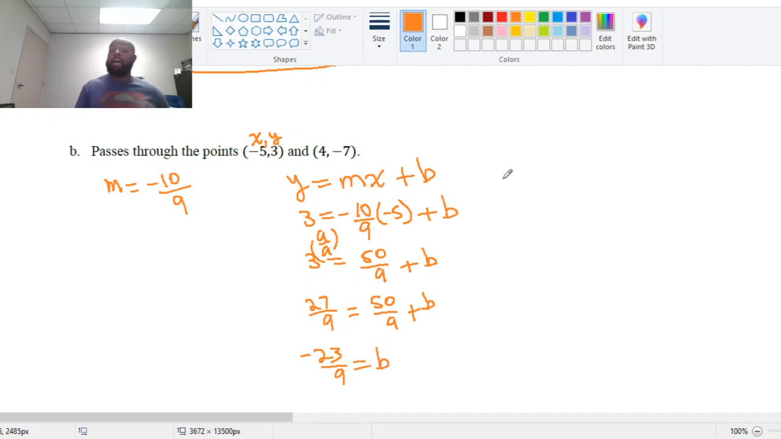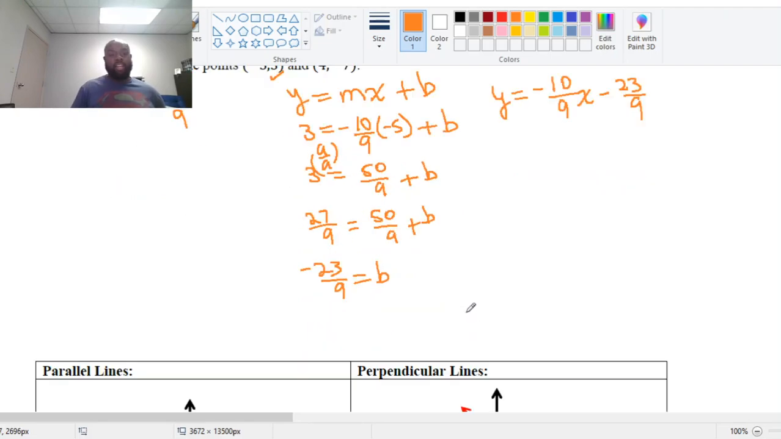And so my equation of my line is going to be y equals my slope, which is -10 over 9 times x. Instead of saying plus -23 over 9, I'm going to put minus 23 over 9, right? And notice if I plug in a -5 here, I'm going to get a positive 50 over 9, which I subtract 23 over 9. That gives me 27 over 9, which is 3, which is the y value there. And if I were to plug in this point right here, I see that I get the right solution as well. All right. And so that is that example.